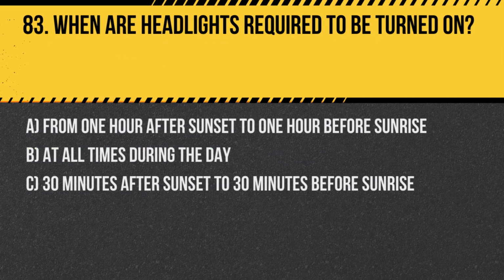Question 83. When are headlights required to be turned on? A. From 1 hour after sunset to 1 hour before sunrise. B. At all times during the day. C. 30 minutes after sunset to 30 minutes before sunrise. Answer: C. 30 minutes after sunset to 30 minutes before sunrise. Headlights must be turned on during this time to ensure visibility and safety on the road.